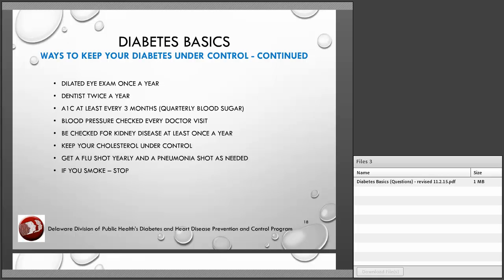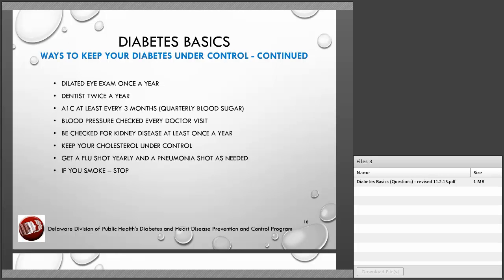Some ways to keep your diabetes under control is having exams by your doctor. You need a dilated eye exam at least once a year. You need to see your dentist at least twice a year. You need to have your A1C measured, this is a blood test, at least every 3 months. You need to have your blood pressure checked every time you visit your doctor. You should be checked for kidney disease at least once a year.